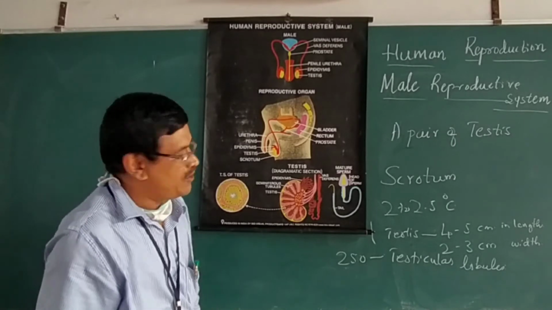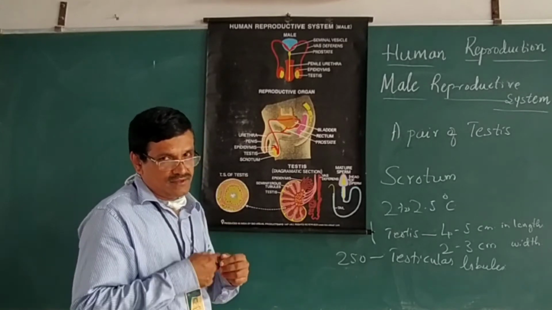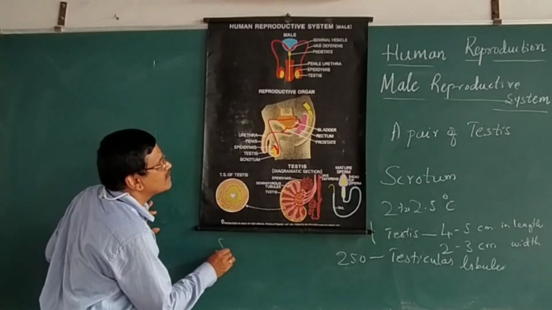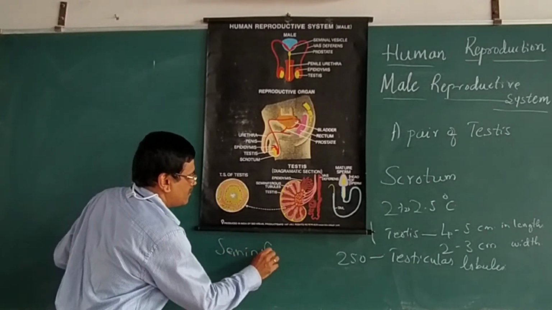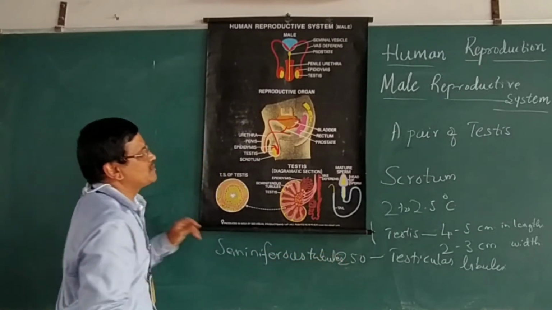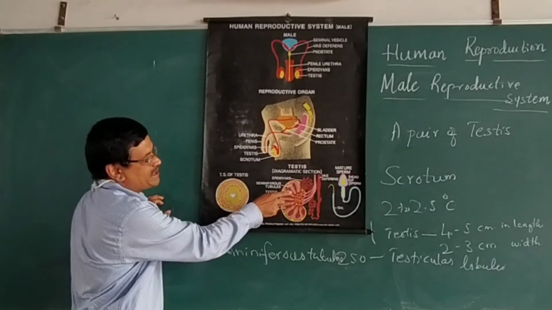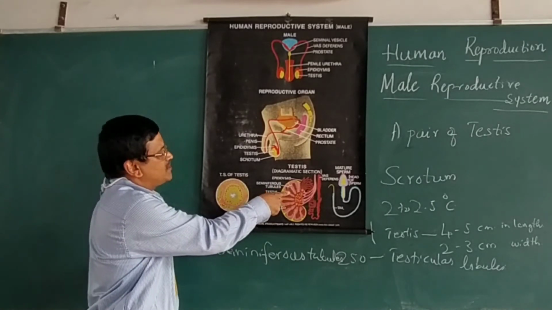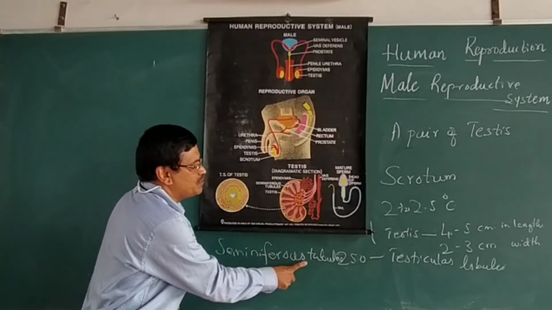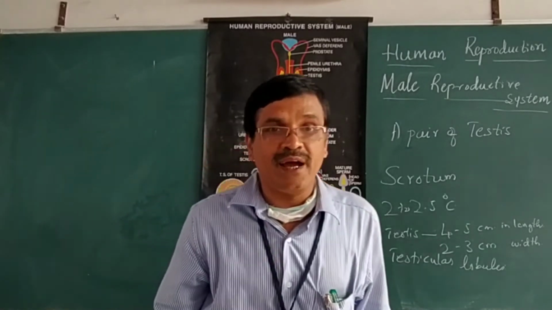Each testicular lobule in turn contains highly coiled structures known as seminiferous tubules. So these are the seminiferous tubules, highly coiled and situated in the testicular lobule. And seminiferous tubules are lined by two types of cells.